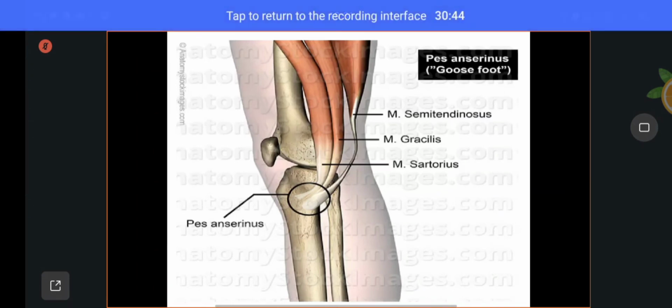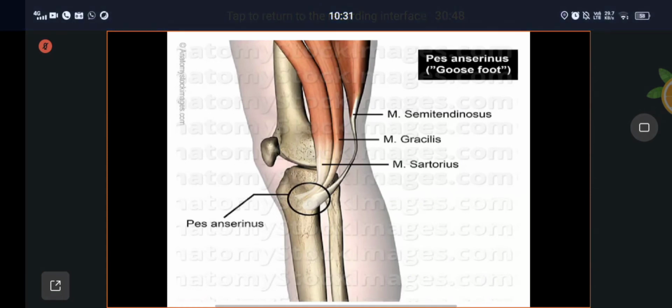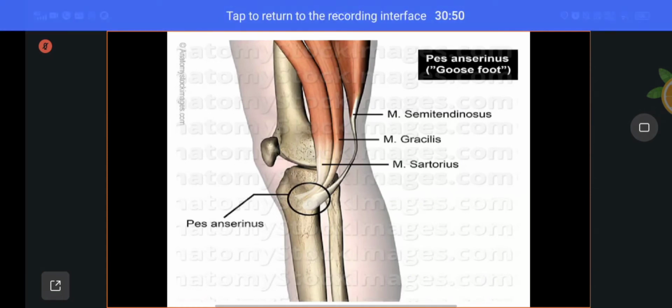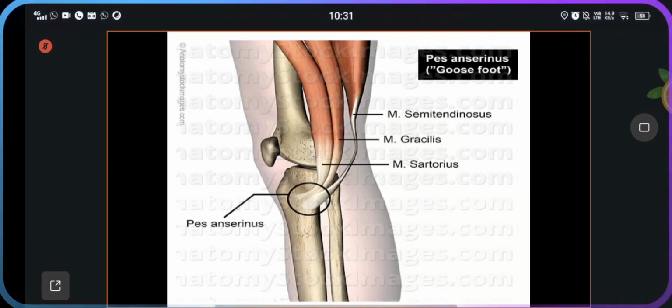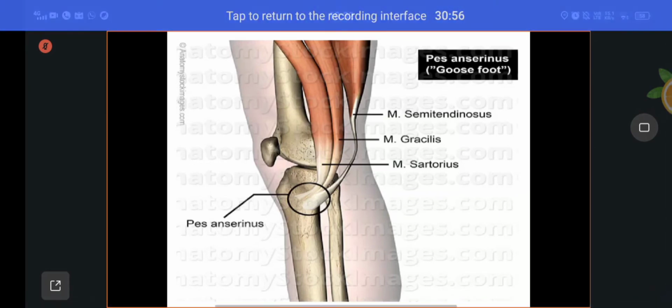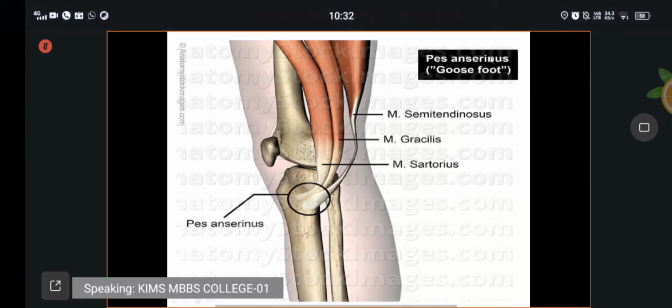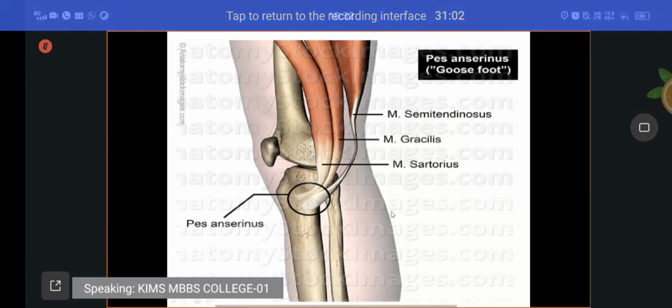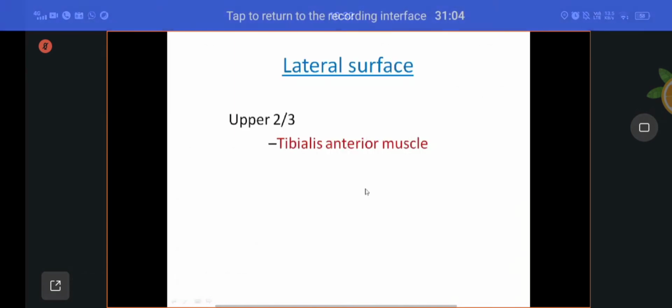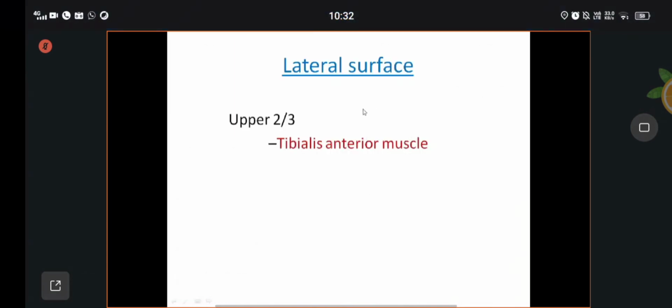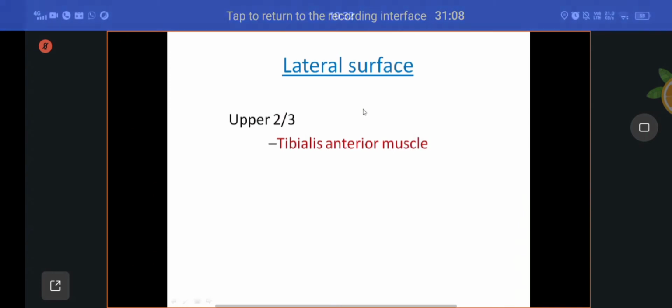Pes means foot. It is a goose foot. It is a type of duck. If you take the shape of the foot of the duck, all digits are separated from one another. Here also this is the bursa. It separates the insertions of all three muscles. Hence it has got its name. Bursa anserina, goose foot shape.